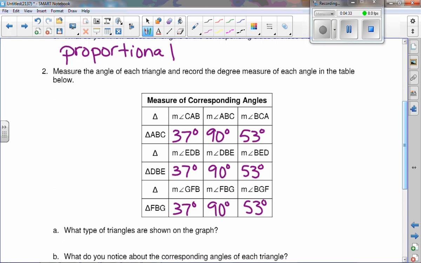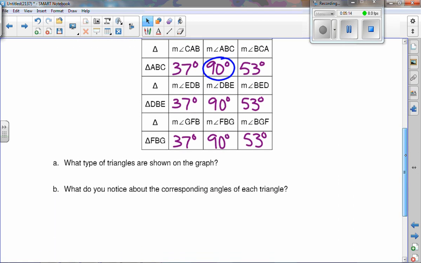So looking at triangle ABC, the measurement of angle CAB is 37. The measurement of ABC is 90, and the measure of BCA is 53 degrees. When we look at that, we have 3 different measurements, and one of them measures 90 degrees. That gives us a right triangle, but because all of the angle measurements are different, that gives us a right scaling triangle. So on letter A, your answer is going to be each triangle is a right scaling triangle.